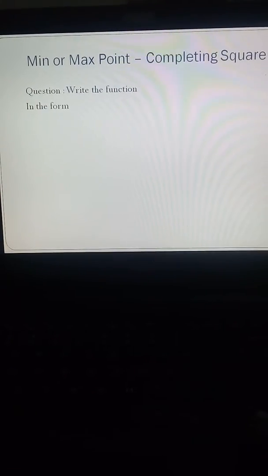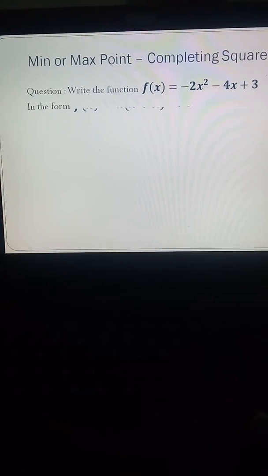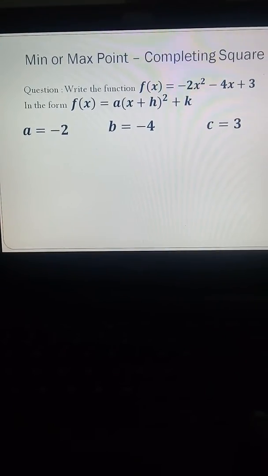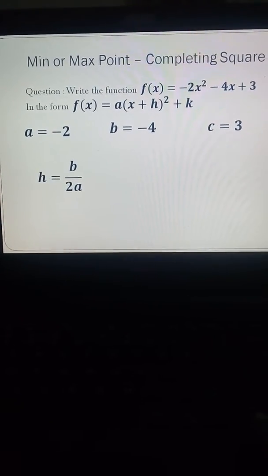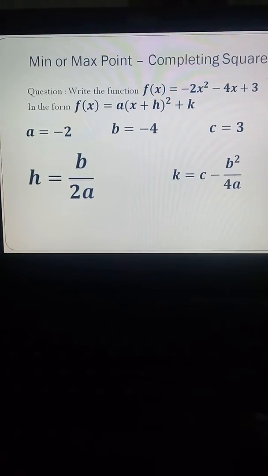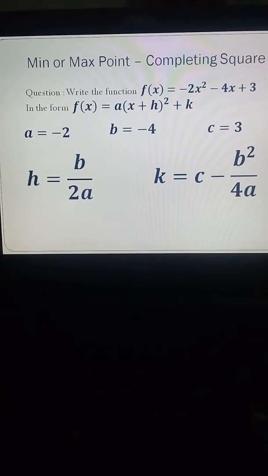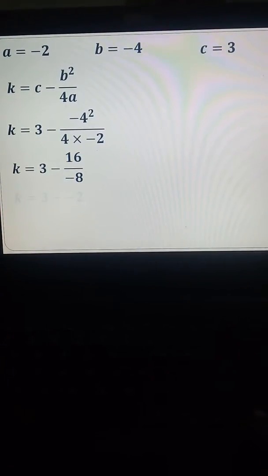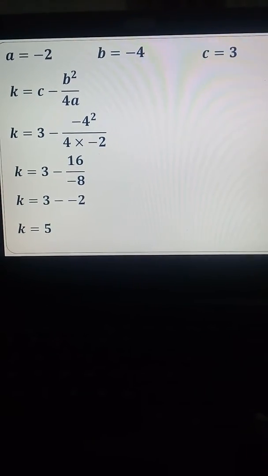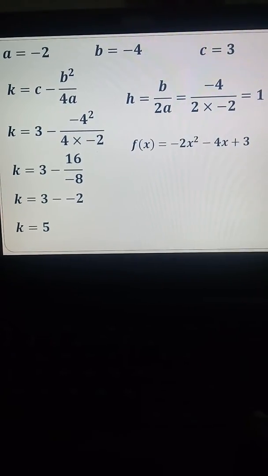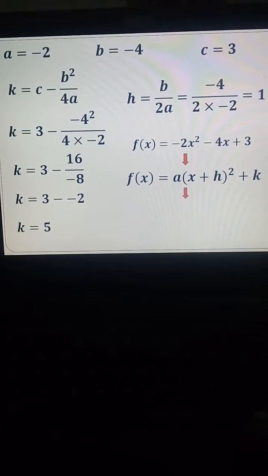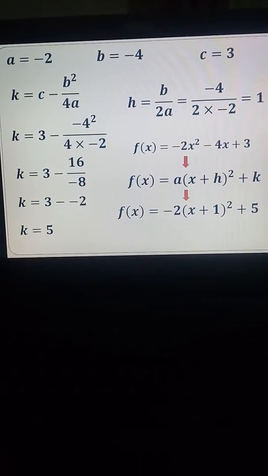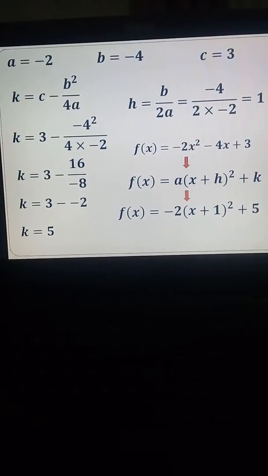Now looking at that same function, we are going to write the function with a perfect square in it. And we know what to do: identify A, identify B, identify C, and then use these formulas. So these are the calculations of finding H and K using our A, B, and C. K is 5 and H is positive 1. So our function in this form is f of x is equal to negative 2 open bracket x plus 1 close bracket squared plus 5.